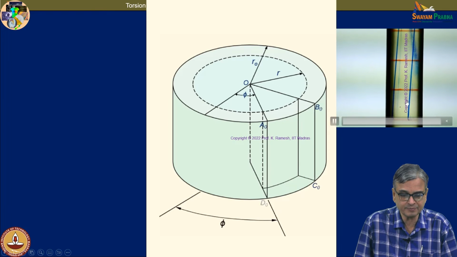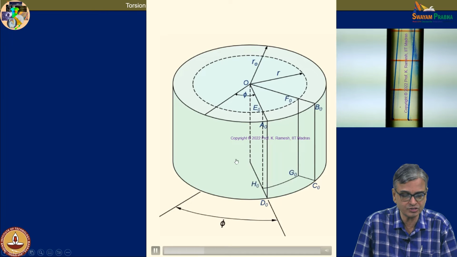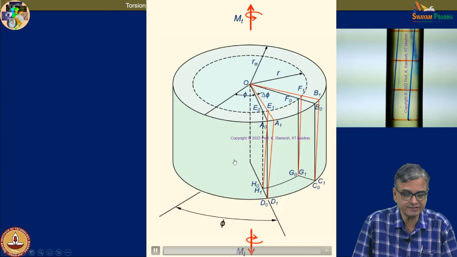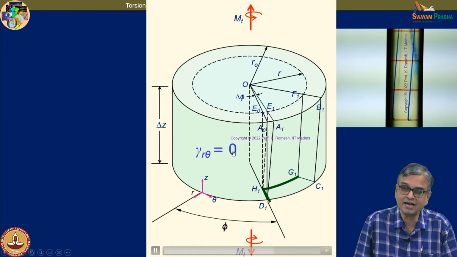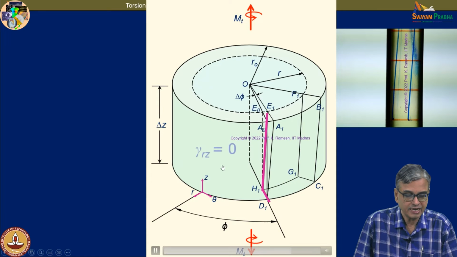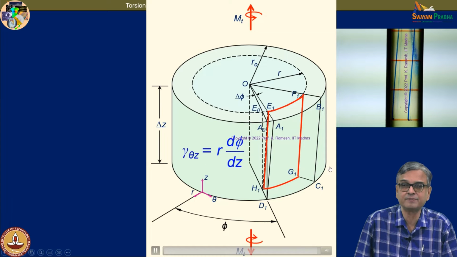And this shows the experimental information, and this shows the drawing in a systematic manner. So, you find out what is the strain that is existing. You have the reference axis given as r theta z. So, I have only gamma theta z existing, that is given as r d phi by dz, and gamma r theta is 0 and gamma r z is 0. I have only gamma theta z which is r d phi by dz.